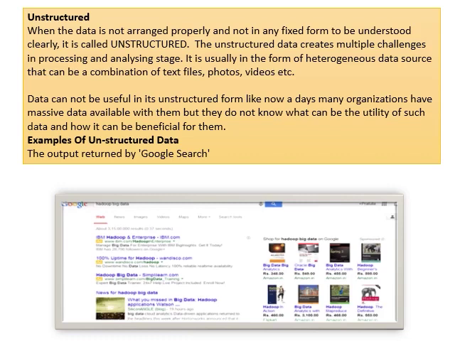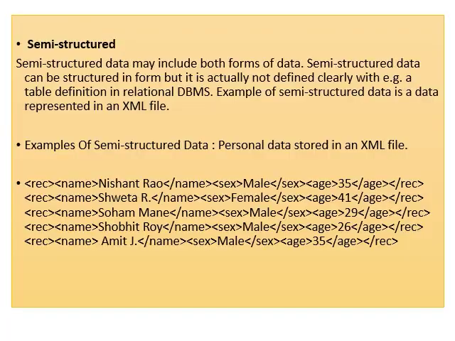Next is semi-structured big data. Semi-structured data may include both forms of data. Semi-structured data can be structured in form, but it is actually not defined clearly. For example, a table definition in a relational DBMS. Another example of semi-structured data is data represented in an XML file. An example of semi-structured data is presented on your screen. This is personal data stored in an XML file.